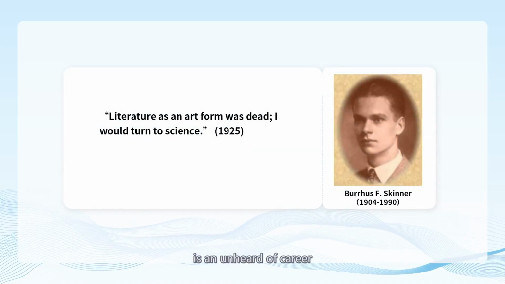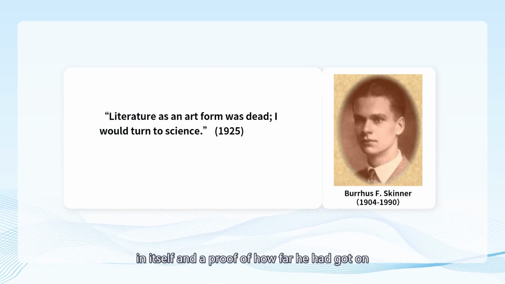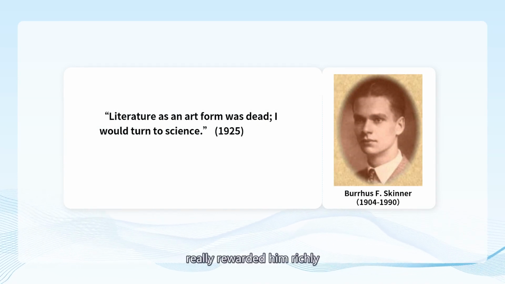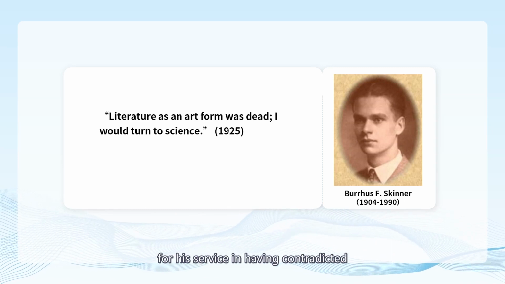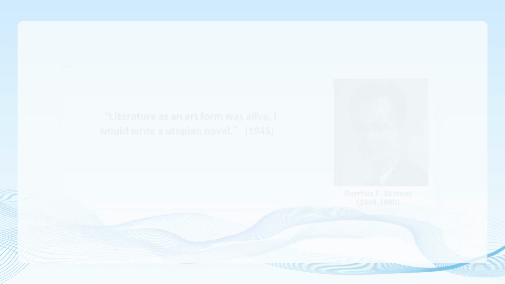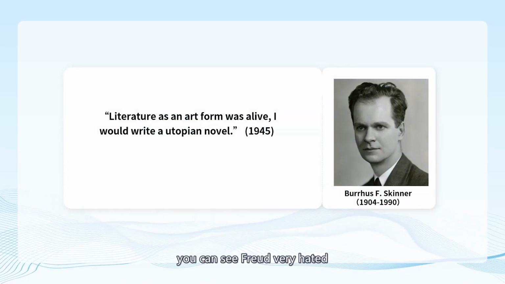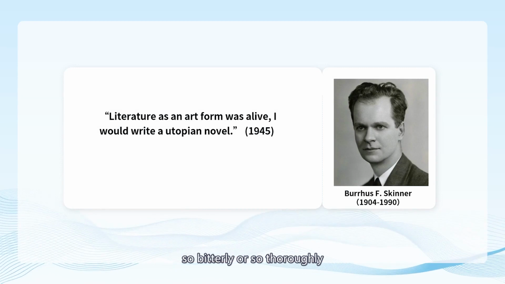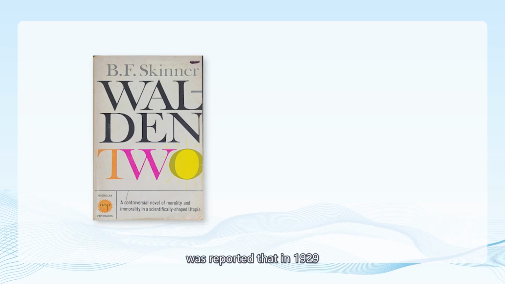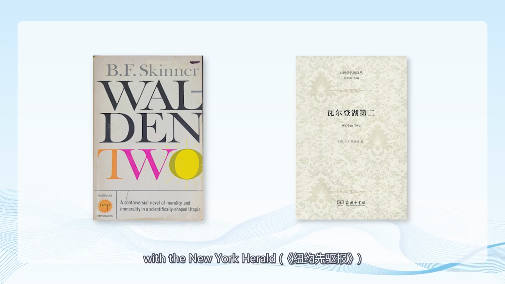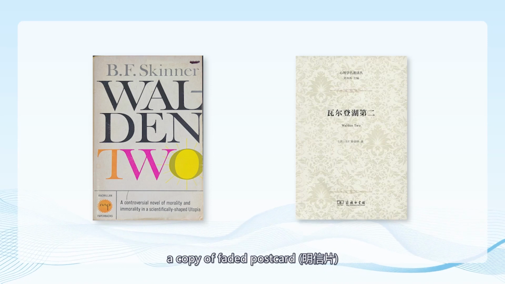In his own words, literature as an art form was dead. I will turn to science. And he made this conclusion in 1925. Now, 20 years later, literature as an art form was alive. I would write a psychologist novel, a utopian novel, and that novel is called Walden Two. So B.F. Skinner waited 20 years to fulfill his writer's dream by writing the novel Walden Two.